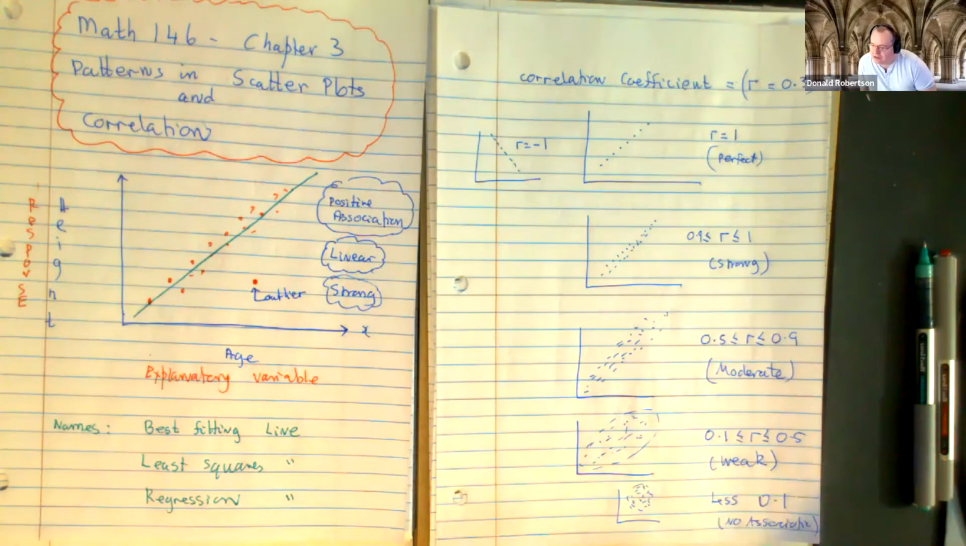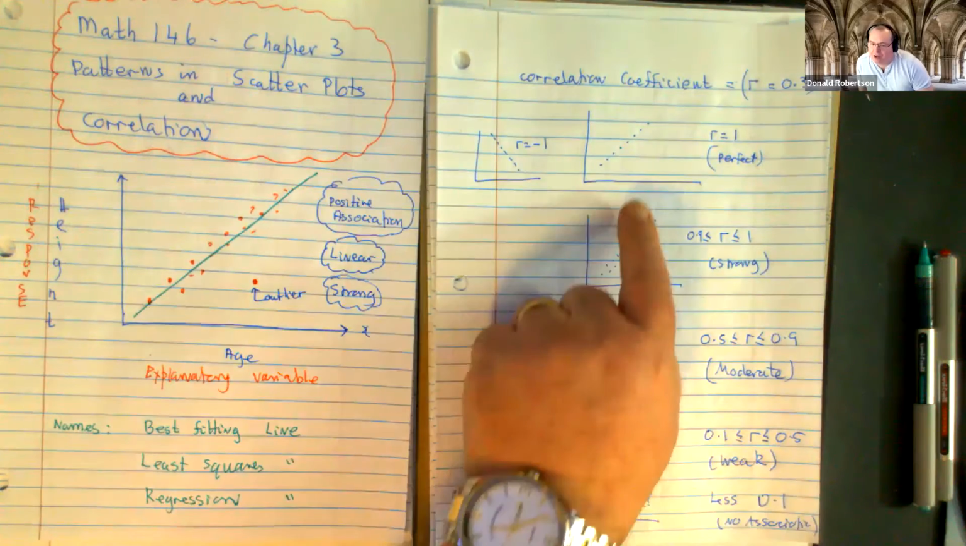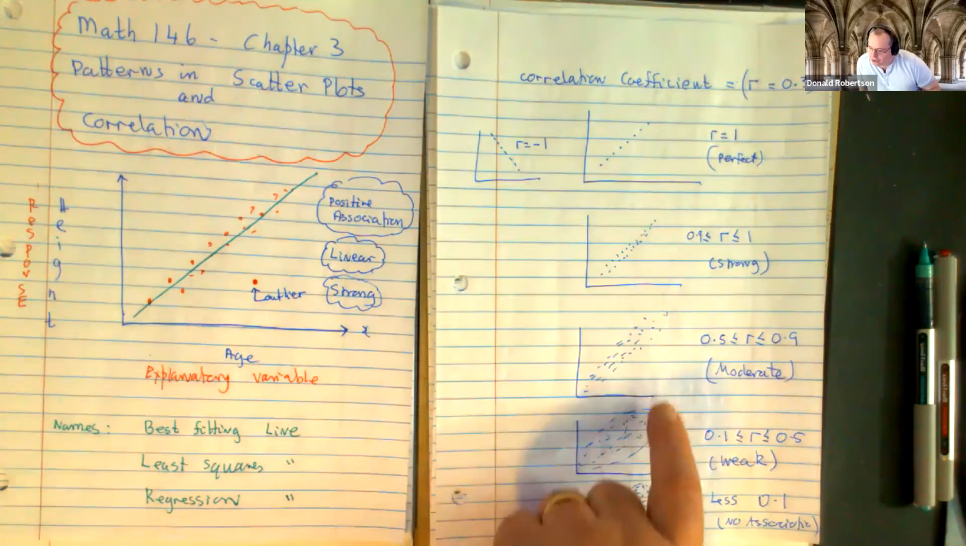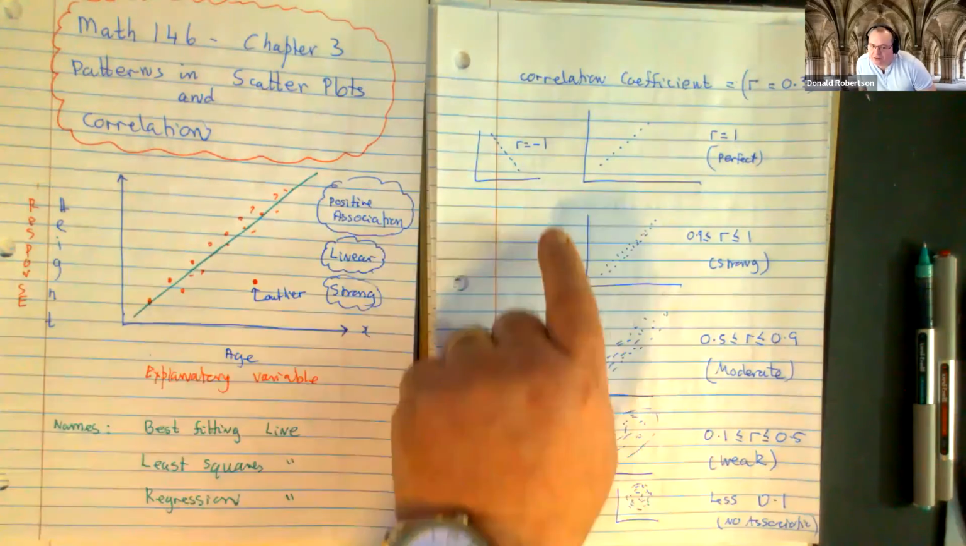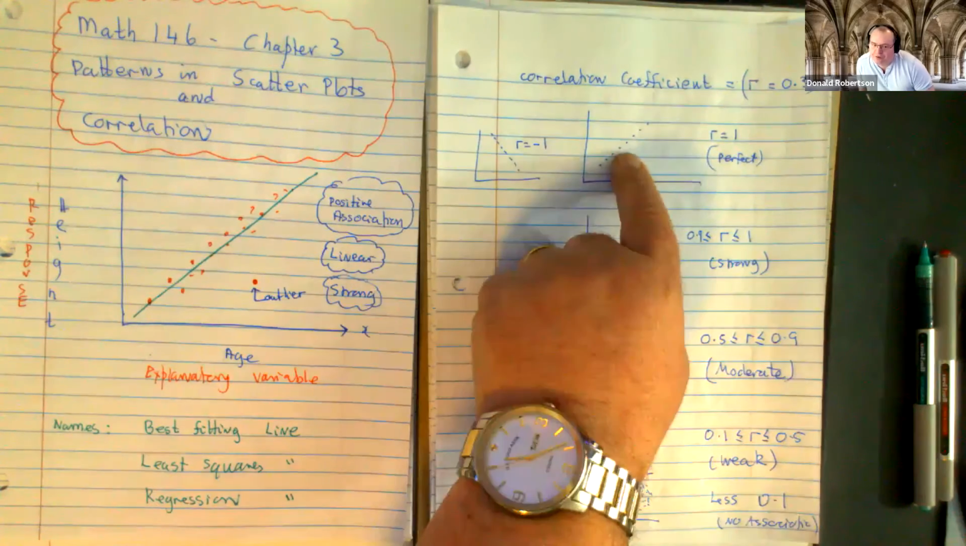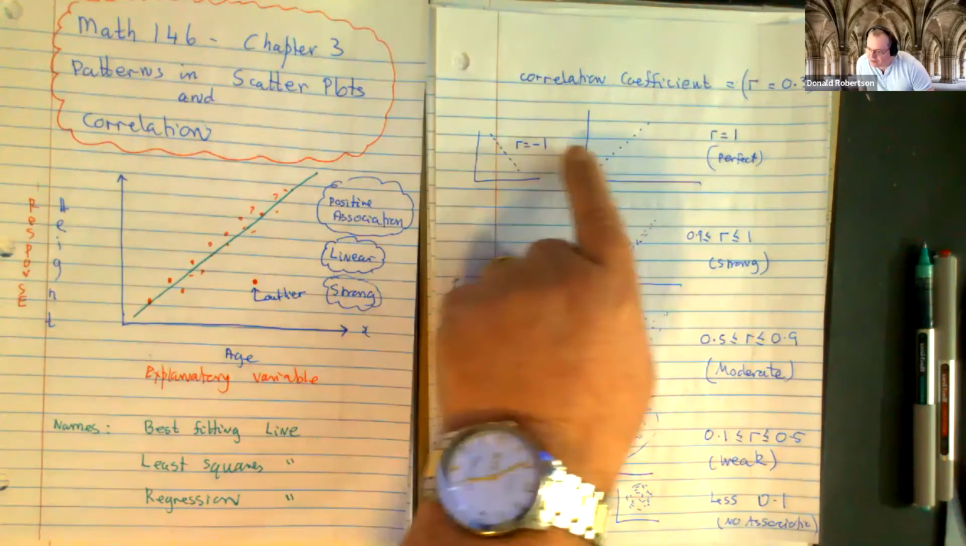In other words, an R value of whatever it is can tell you two things. Doesn't it tell you how good the fit is, strong, moderate, weak? And secondly, doesn't it tell you if it's positive or negative? Right?